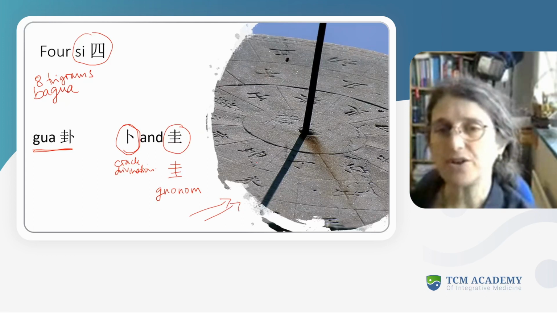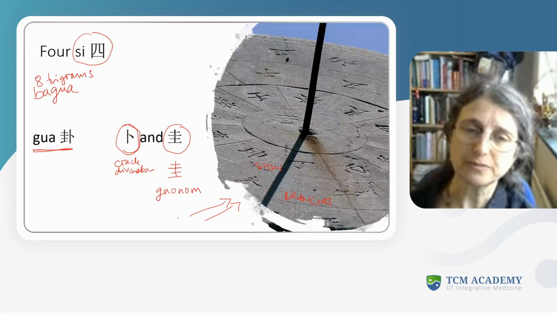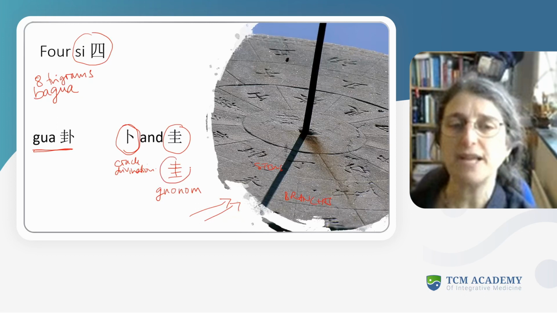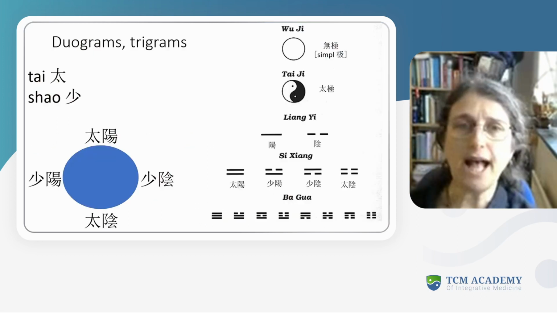Actually, you can see here it's got the stems and the branches and all sorts of other stuff that we will talk about when you make it to the 3rd year. So this is a gnomon, a sundial stick. Apparently this character here is originally a sundial stick. Well, why do we care? Because I want to talk about duograms.